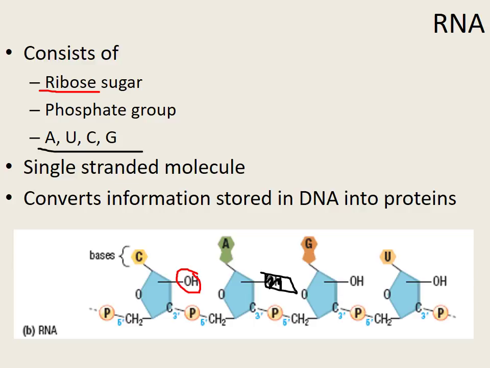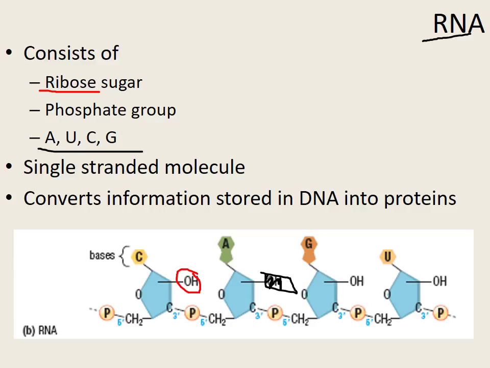It's single-stranded. Essentially, what RNA does is convert information stored in DNA into proteins, and this is very essential when we discuss protein synthesis. Now I do want you to compare DNA to RNA. DNA is double-stranded. DNA consists of A, T, C, and G. DNA has a deoxyribose sugar. You can also say DNA is hereditary information.